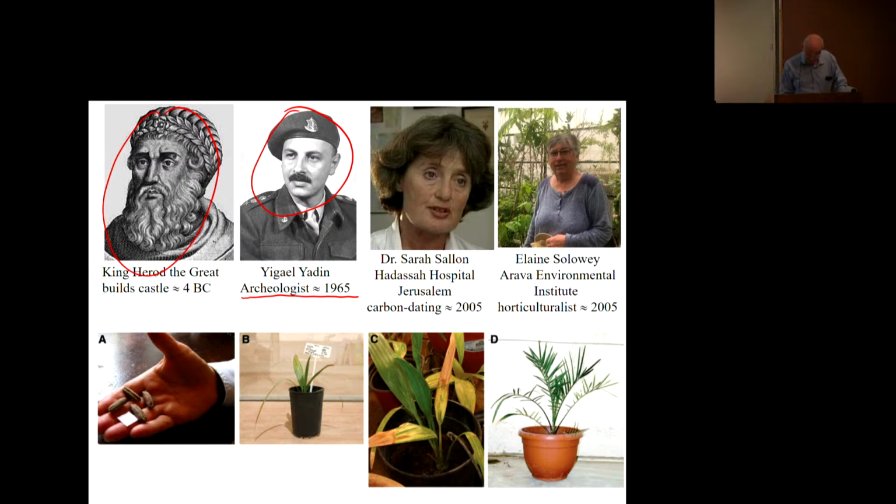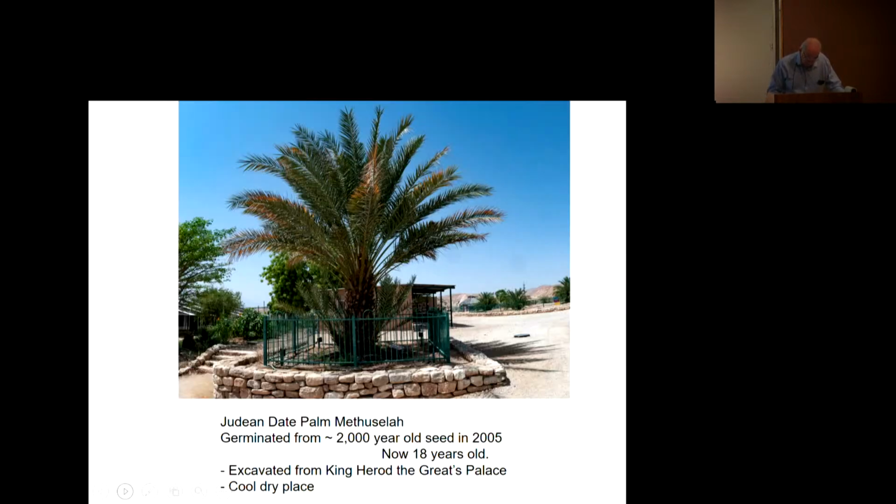And a doctor, an actual medical doctor at the hospital in Jerusalem, hears about this, and she sweet talks whoever's in charge of this archaeologist's records to give her some of these seeds. And then she sends the seeds out to be carbon dated. They are indeed 2,000 years old. And then she gives the seeds to a woman who is a horticulturalist and who germinates the seeds. And the seeds germinate. These are the seeds. They give you a little plant, eventually a bigger plant and a bigger plant, and then eventually it becomes this plant.